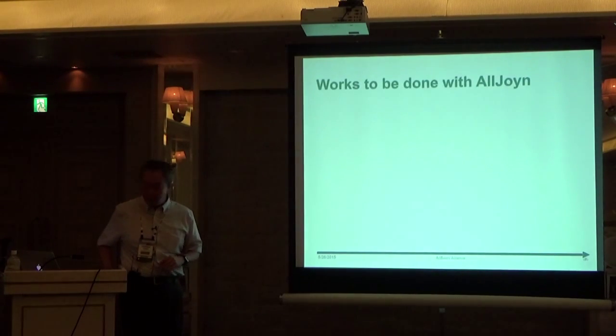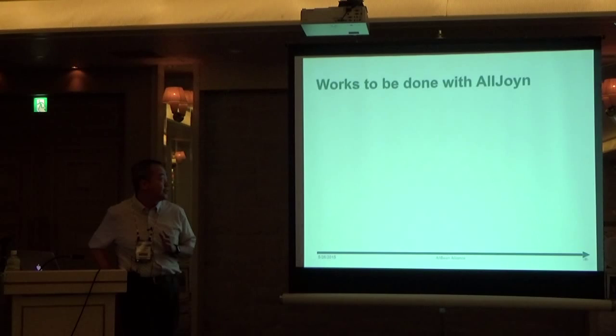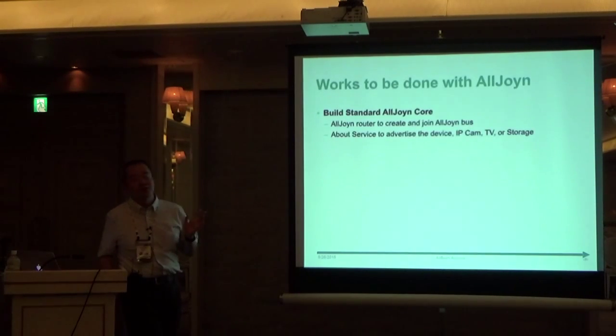So next is what needs to be done here on the AllJoyn side. First, of course, you need to build the AllJoyn core, including the AllJoyn router and AllJoyn bus, and all the services to advertise what kind of device it is. For example, it's an IP camera, a smart TV, or a storage device.